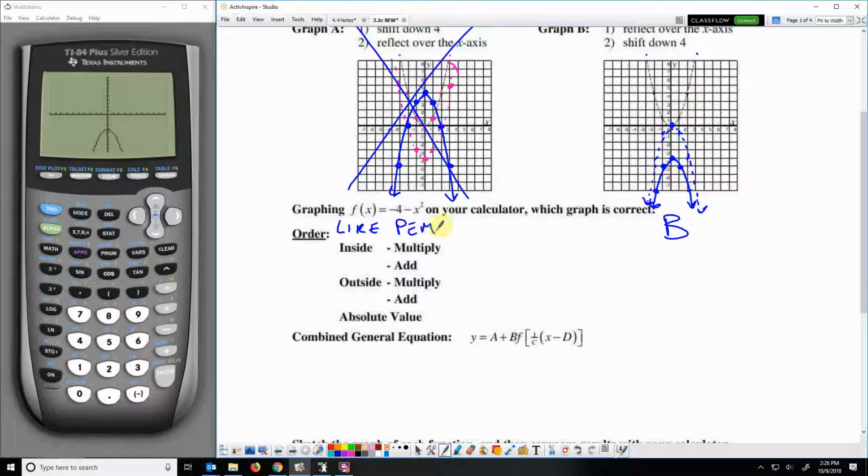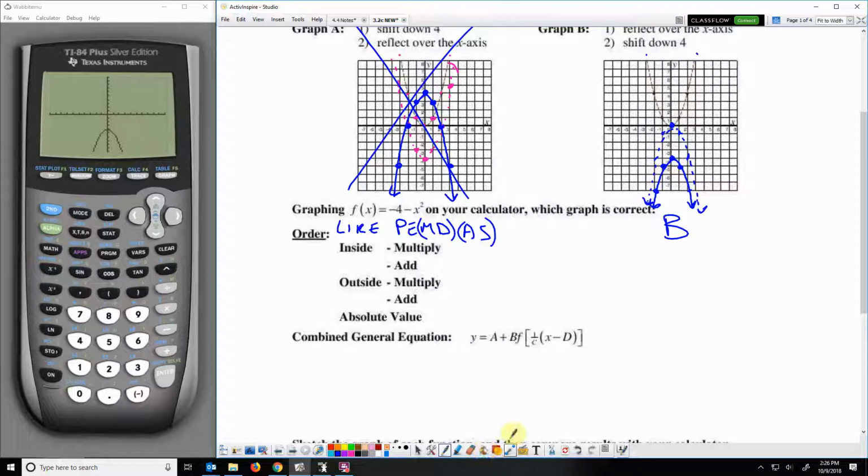Remember, parentheses, exponents, multiplication and division go together. Addition and subtraction go together. So the first thing that we have to do is inside, typically it's going to be inside of parentheses or inside of some kind of grouping symbols. Inside goes first. And when you're inside, you look for multiplication before addition. Then you go outside of the function and look for multiplication before addition.